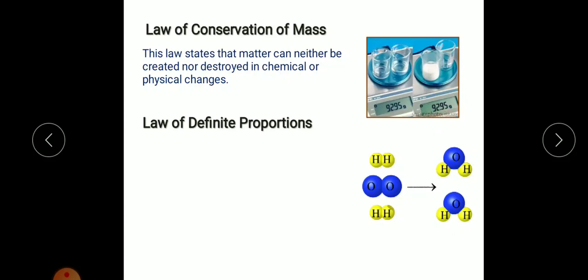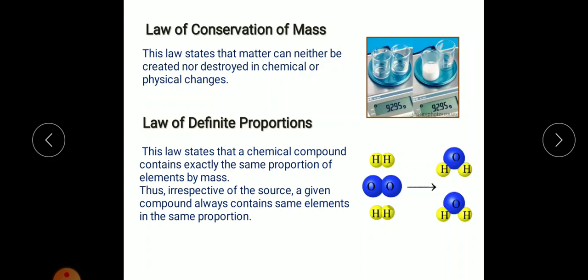Next we have got the law of definite proportions, or we also call it the law of constant composition. The law states that a chemical compound contains exactly the same proportion of elements by mass. That means when any chemical compound is formed, the masses of the elements remain the same. The same ratio or proportions will be found in all the compounds formed from the same elements. Irrespective of the source, a given compound always contains the same elements in the same proportion.